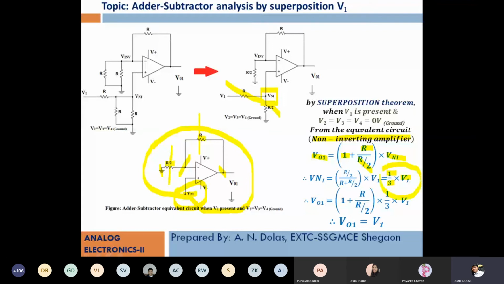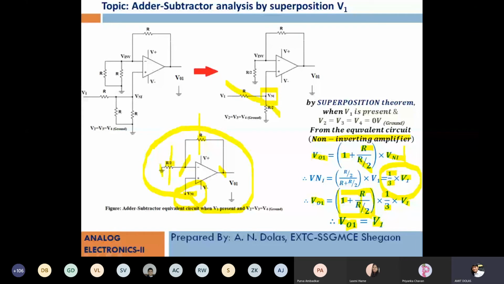So putting the value here, you get V01 is equal to 1 plus R upon R by 2, into the value of VNI, 1 by 3 into V1. This ratio comes to 2, so 1 plus 2 is 3. The 3 gets cancelled, since it is 3 into 1 by 3 into V1, and we get only V1. So the effect of source 1 on the adder-subtractor is V01 is equal to V1.